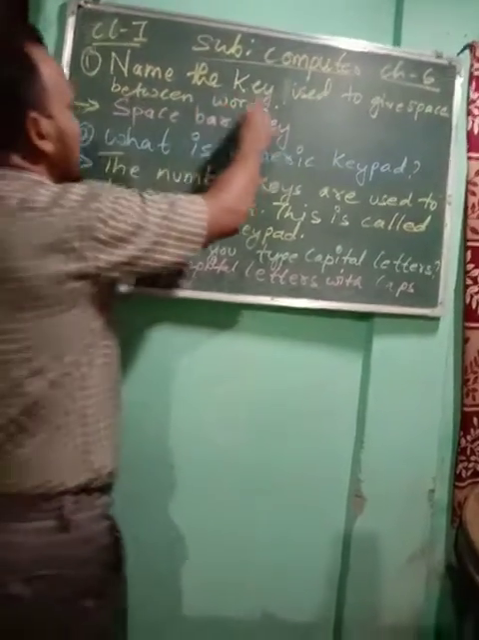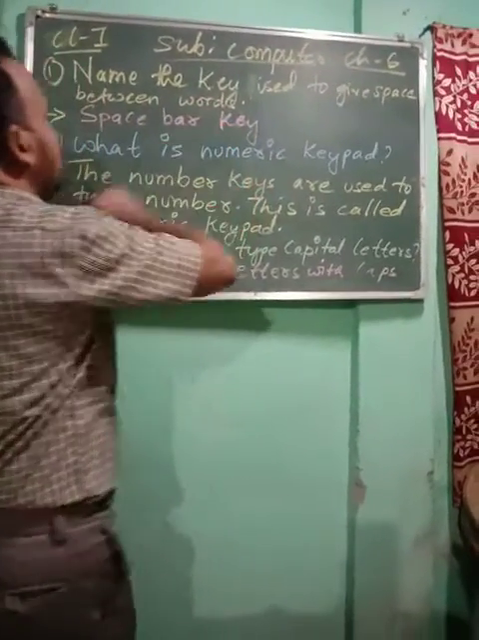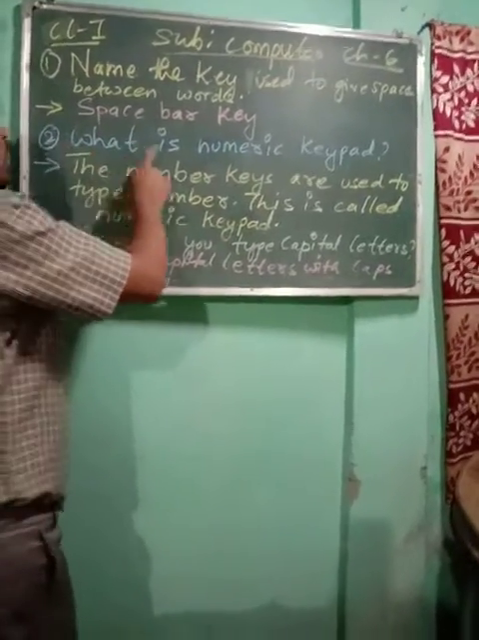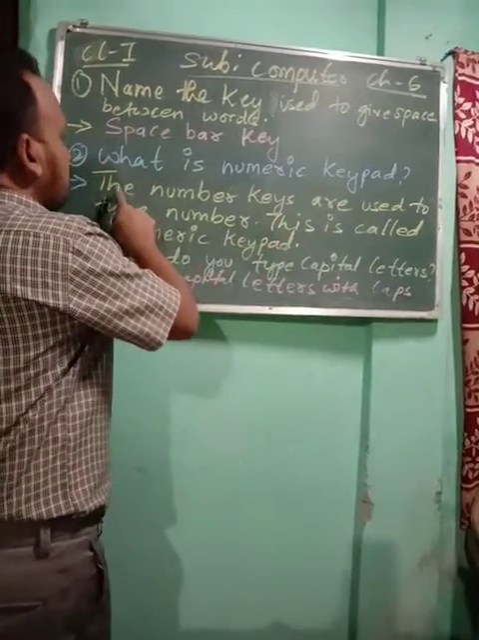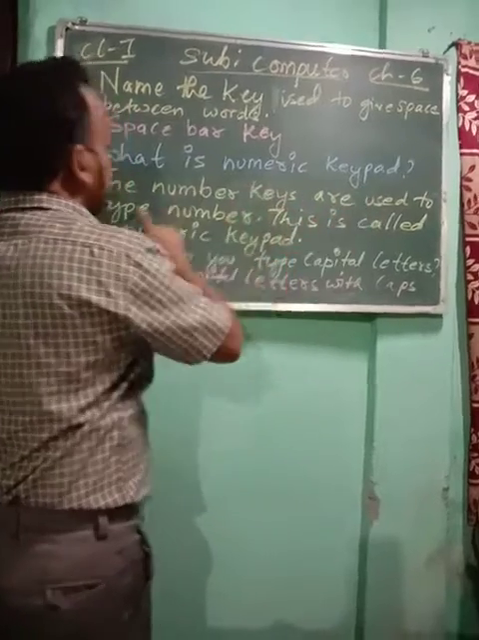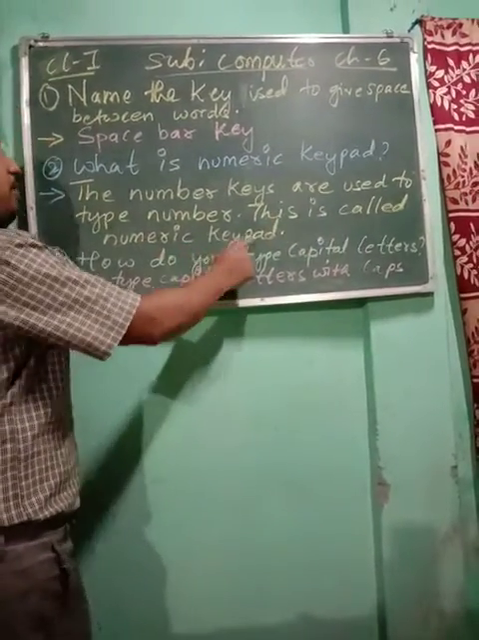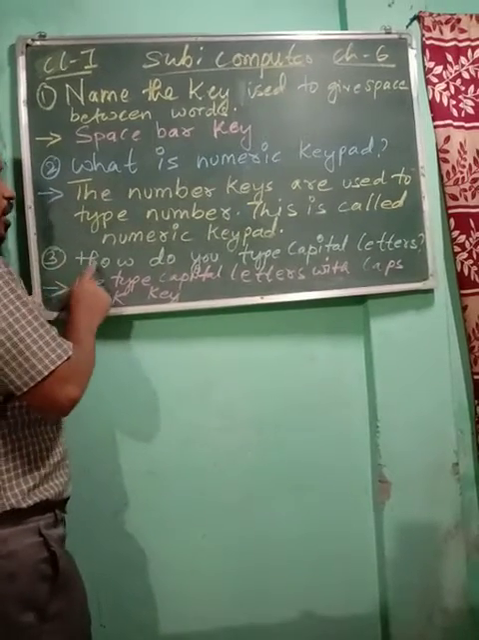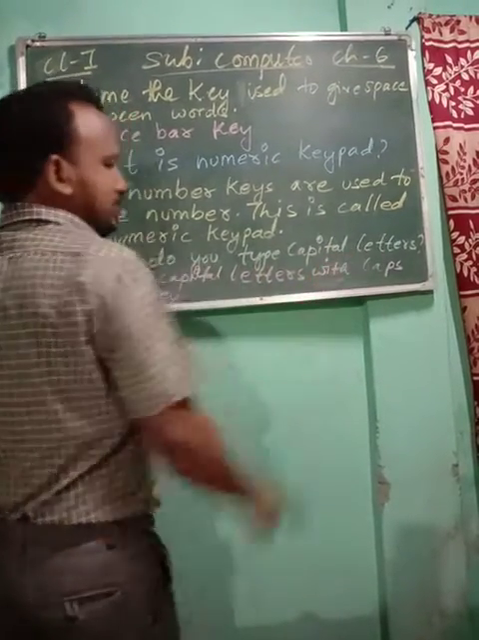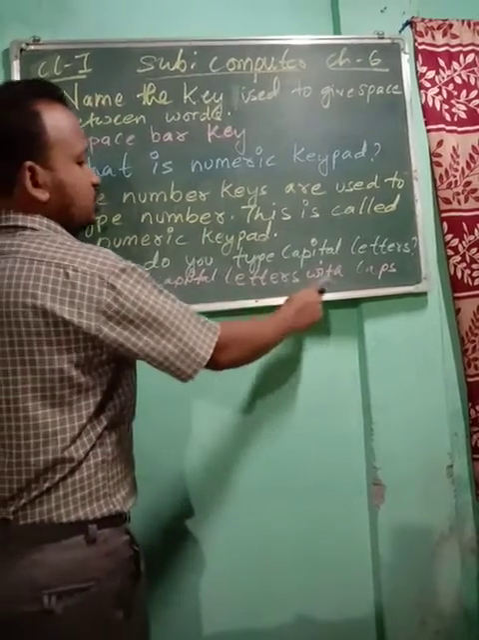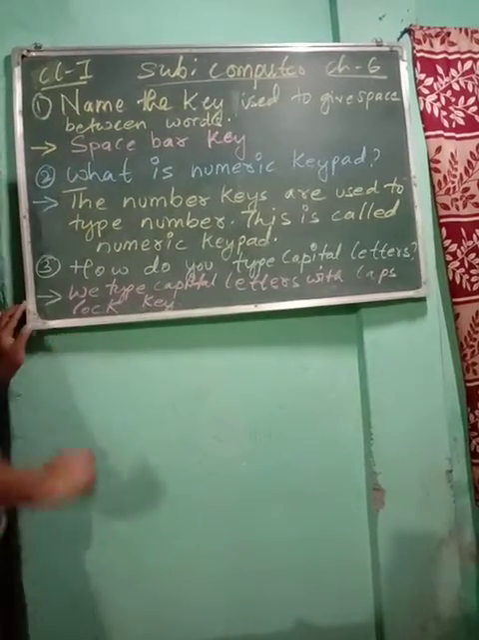Once more, you see, the other questions are left. Number 1, name the key used to give space between words. The answer is the space bar key. Number 2, what is a numeric keypad? The number keys used to type numbers are called the numeric keypad. Number 3, how do you type capital letters? Check the answer: we type capital letters with the Caps Lock key.